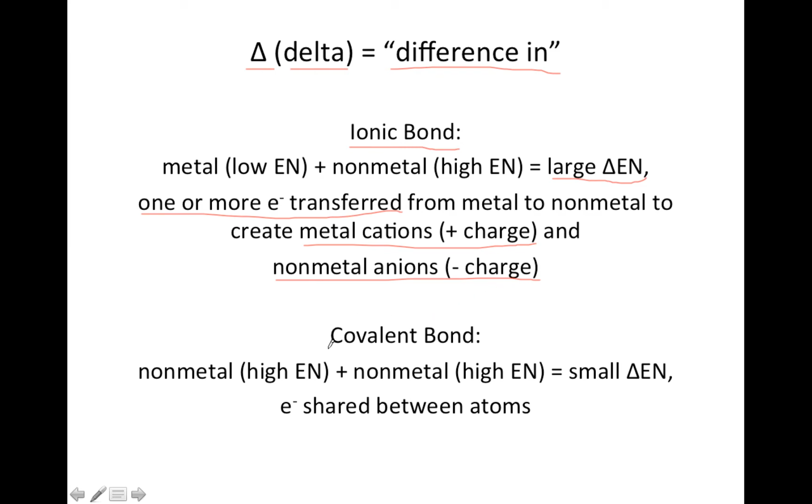The other type of bond is called a covalent bond, and that's going to happen when you stick two nonmetals together. Since they both have a high electronegativity, you'll end up with a small difference in electronegativity, so neither of them is going to transfer electrons to the other one. Instead, they're going to have to share electrons. So ionic bonding is electron transfer. Covalent bonding is sharing of electrons.